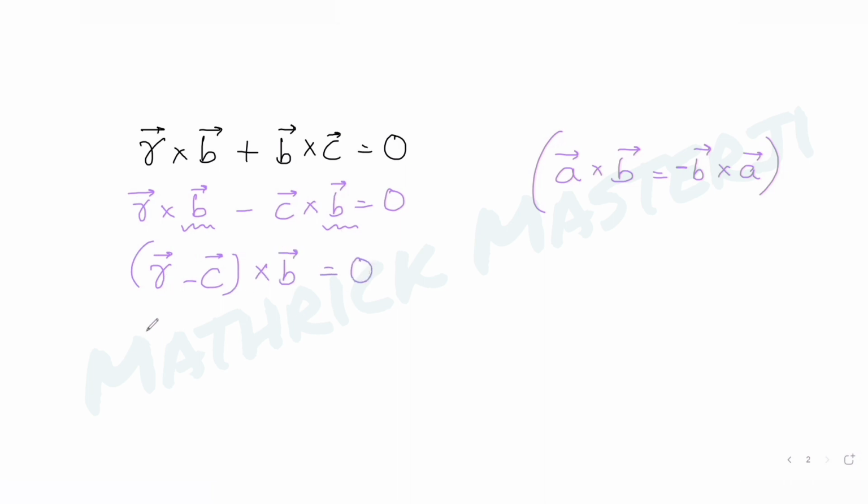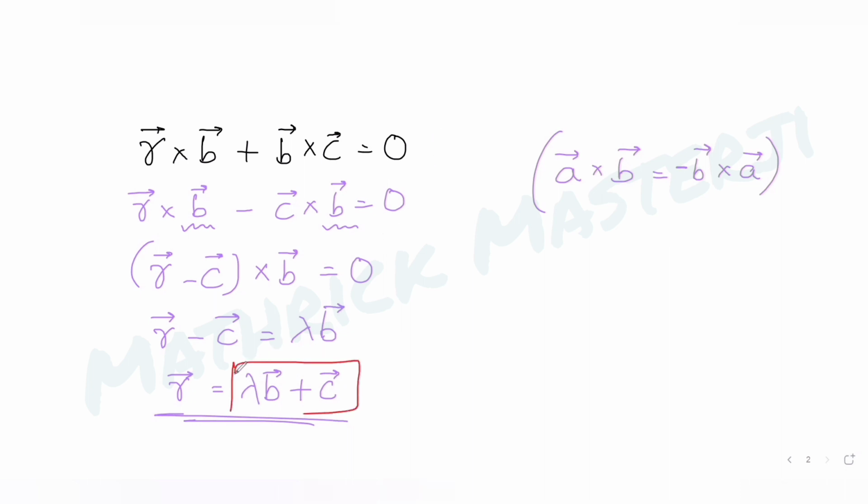Now, when the cross product is zero, R bar minus C bar is nothing but a scalar multiple of B bar. So I can write R bar minus C bar is lambda B bar, or R bar is lambda B bar plus vector C bar. So now I can write my vector R bar as a scalar multiple lambda into B bar plus C bar. First of all, let's try to find the value of this lambda.